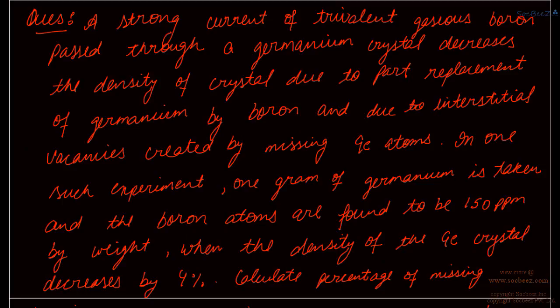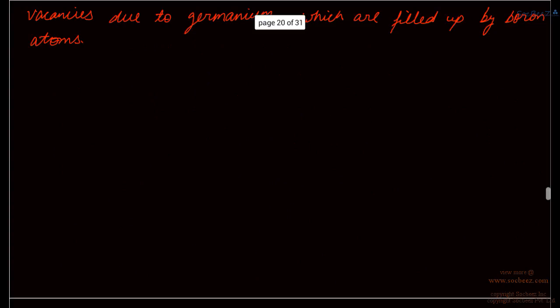The question says that a strong current of trivalent gaseous boron passed through a germanium crystal decreases the density of the crystal due to partial replacement of germanium by boron and due to interstitial vacancies created by missing germanium atoms. In one such experiment, 1 gram of germanium is taken and the boron atoms are found to be 150 ppm by weight when the density of the germanium crystal decreases by 4%. Calculate the percentage of missing vacancies due to germanium which are filled up by boron atoms.